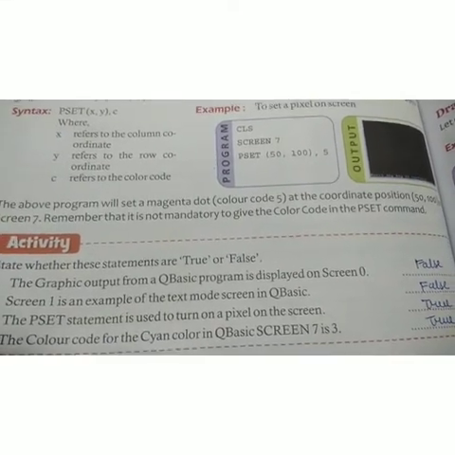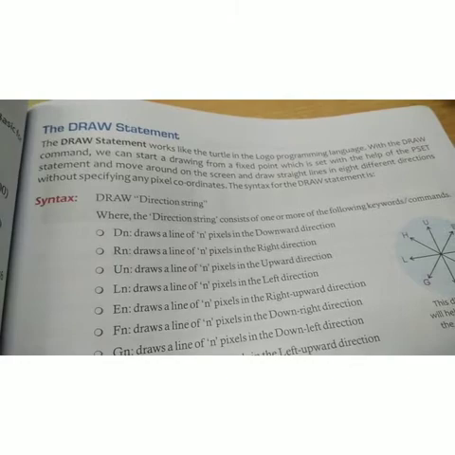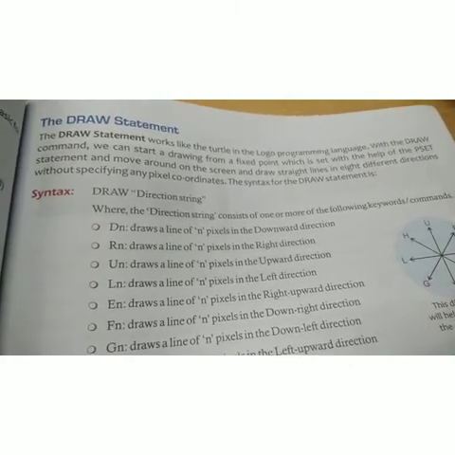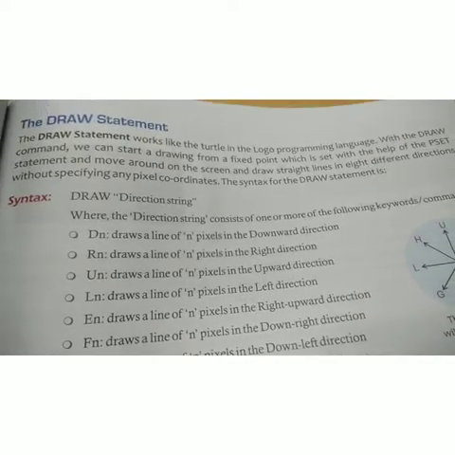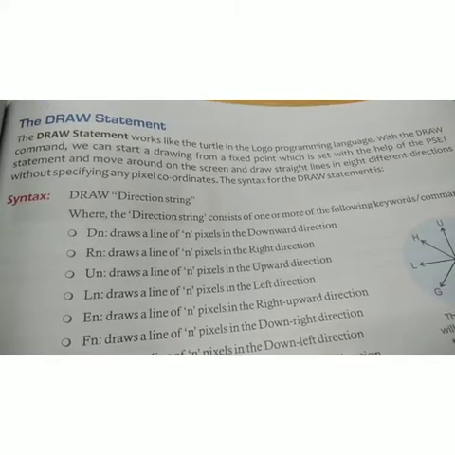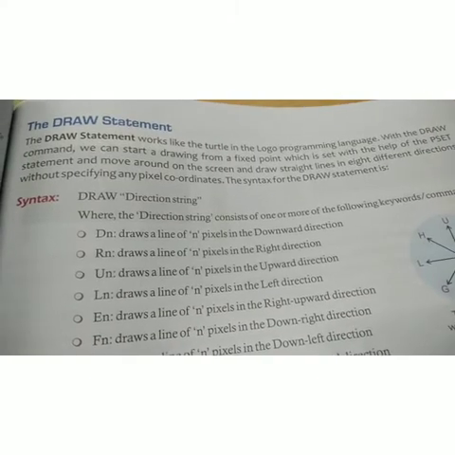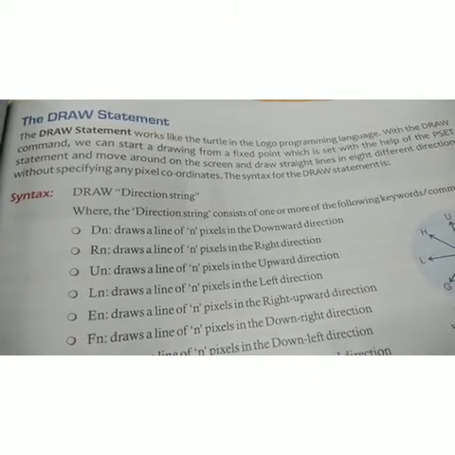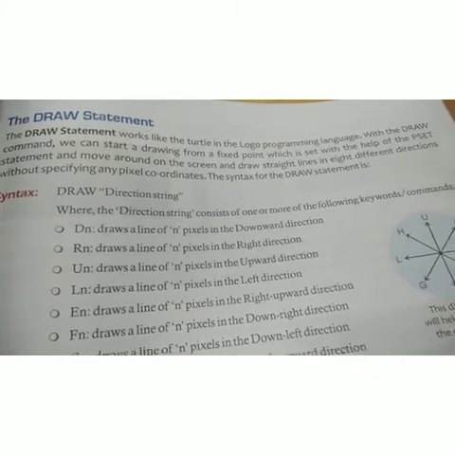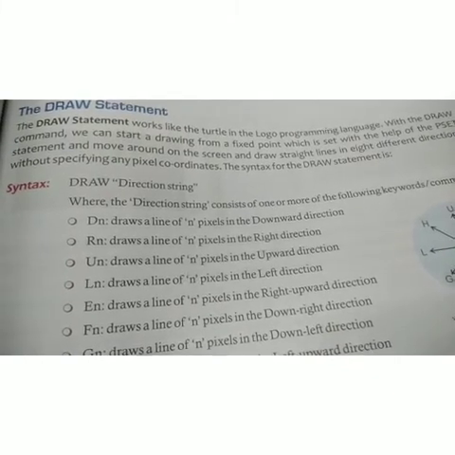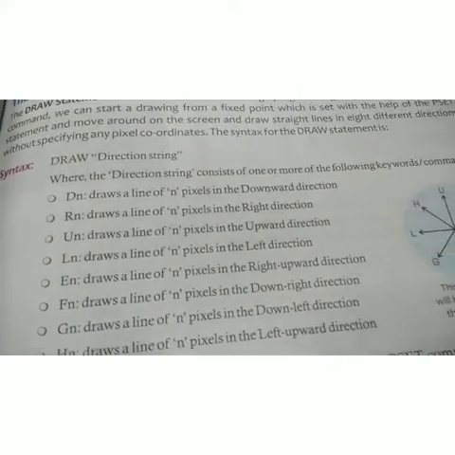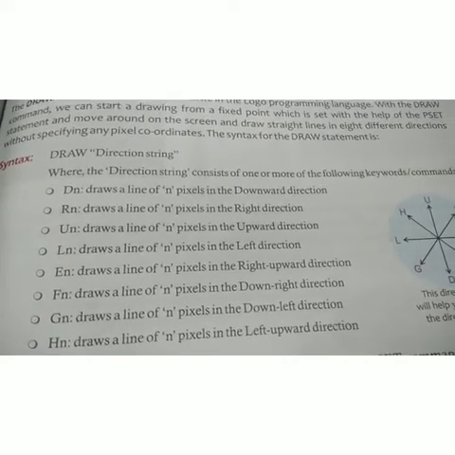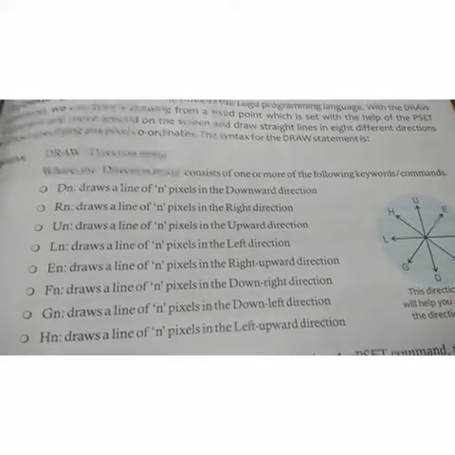Activity page number 106. Now next topic, students, the DRAW statement. The DRAW statement works like the turtle in the Logo programming language. With the DRAW command we can start a drawing from a fixed point, which is set with the help of the PSET statement, and move around on the screen and draw straight lines in 8 different directions without specifying any pixel coordinates. So see the syntax properly: DRAW direction string, where the direction string consists of one or more of the following keywords and commands.